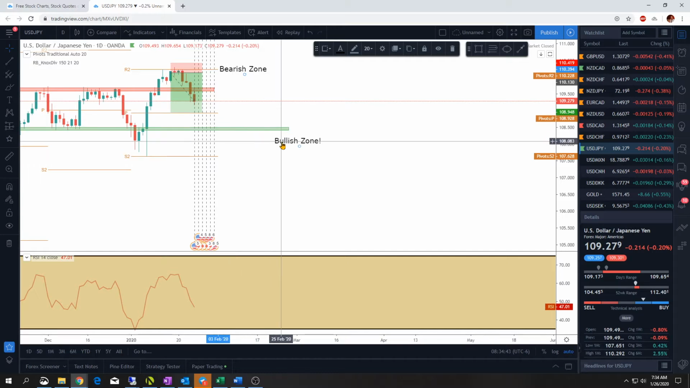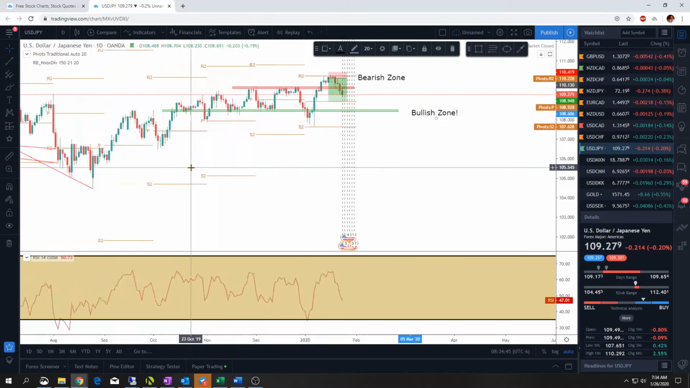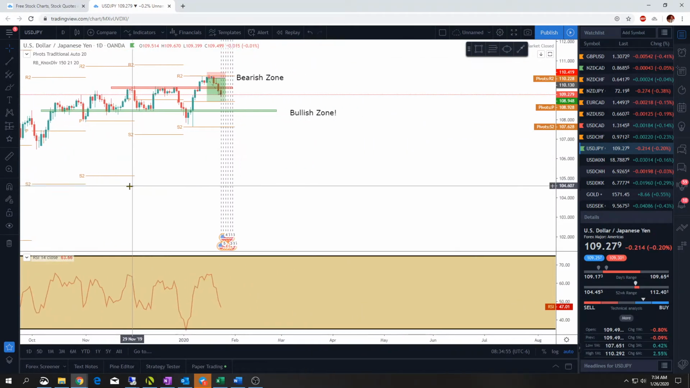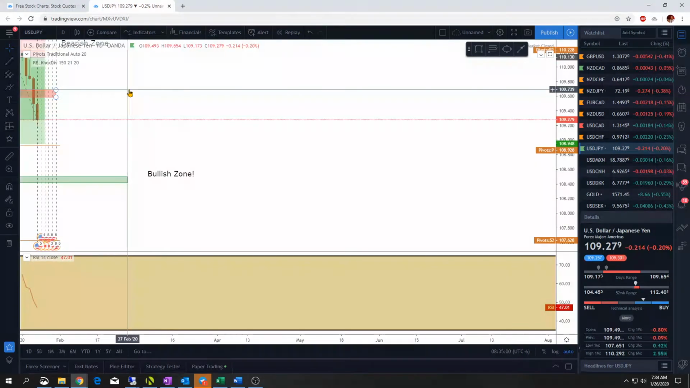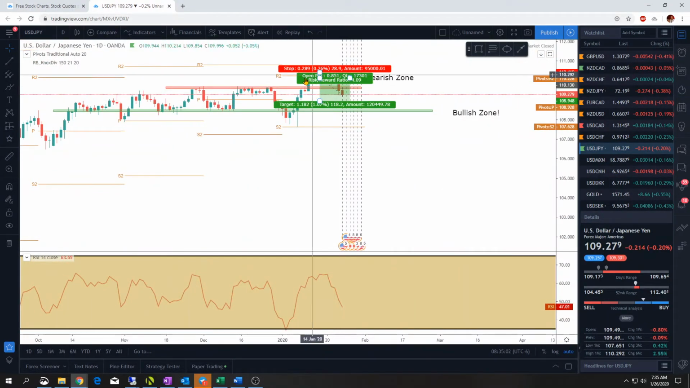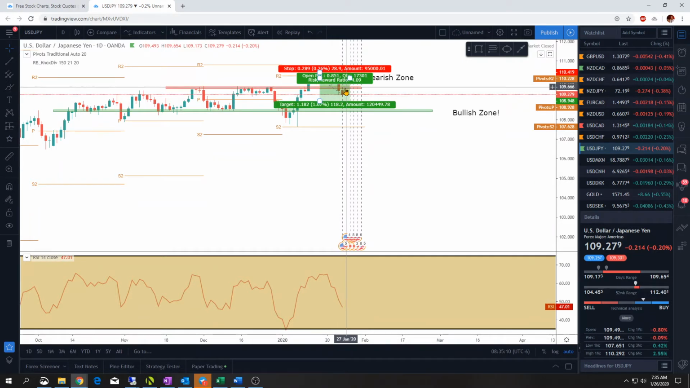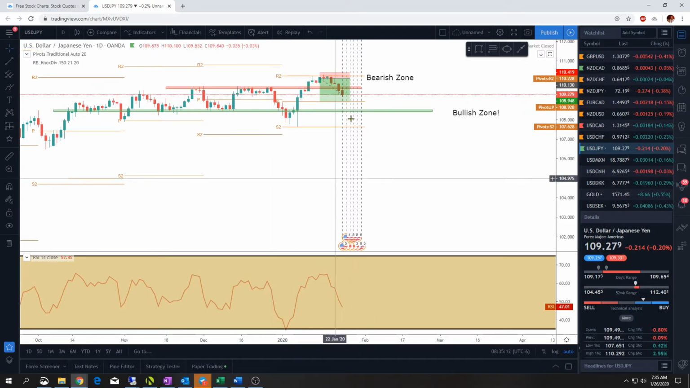Maybe we'll get a push all the way down to this bullish zone, which would be awesome if we could get all the way down here. And maybe even break a low of this, and then we got a lot of downside on this pair. So it's really, really telling that price came up, hit R2, and then did not bounce on this level. As you can see here, it broke through, retested it, and then now is working its way down.